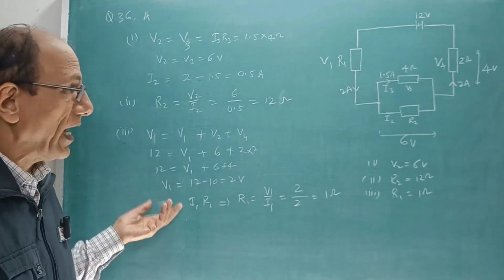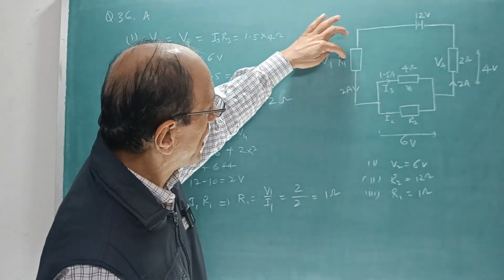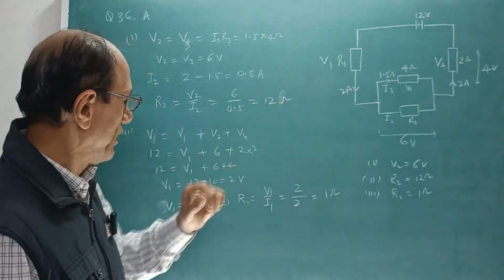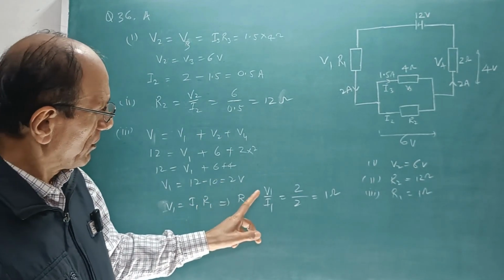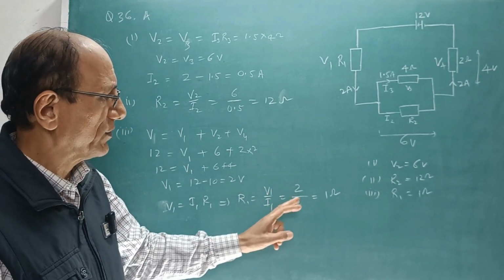So V1 is equal to I1 R1. Here the voltage will be I1 R1, and I1 is 2 ampere and V1 we have calculated as 2. So R1 will be equal to V1 by I1, that is 2 by 2, that is equal to 1 ohm.